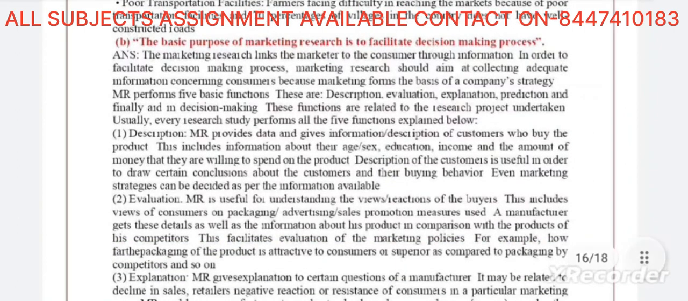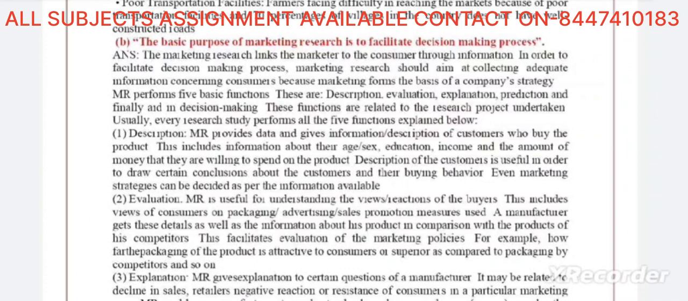The basic purpose of marketing research is to facilitate the decision-making process. Marketing research links the marketer to the consumer through information. In order to facilitate decision-making, marketing research should aim at collecting adequate information concerning consumers, because marketing forms the basis of a company's strategy.